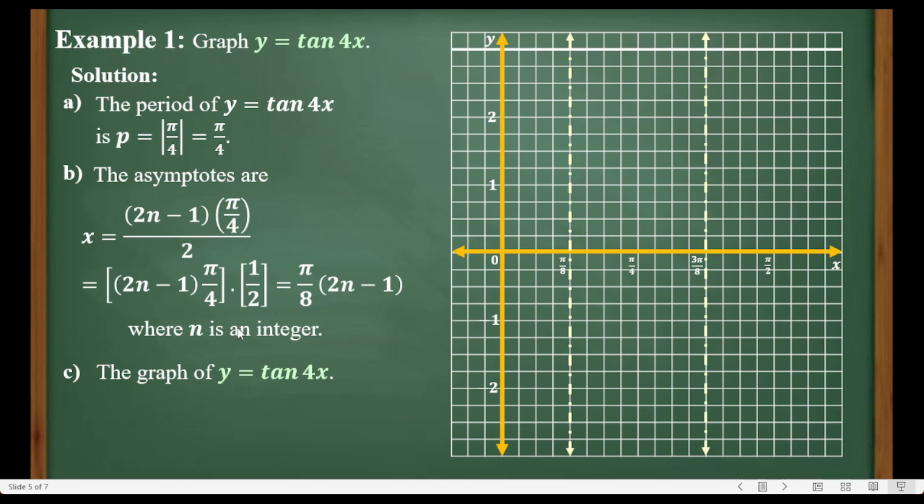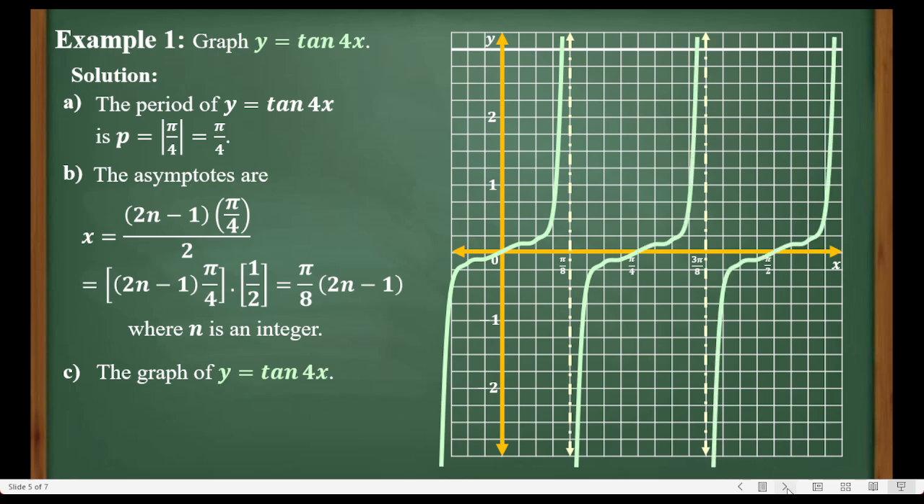Then we can now graph the tangent function. And this is what the graph looks like. So this is the graph.